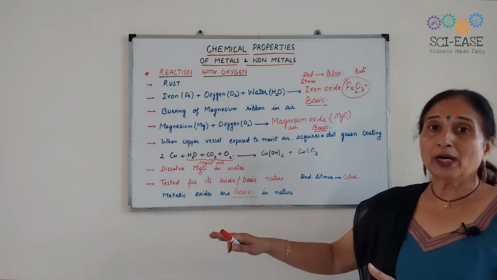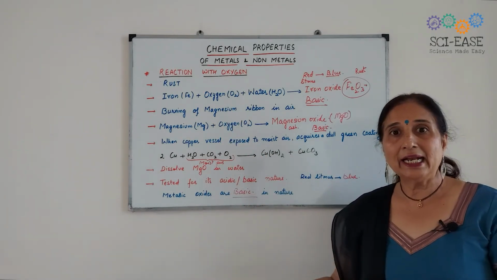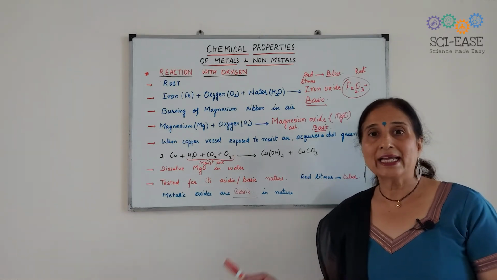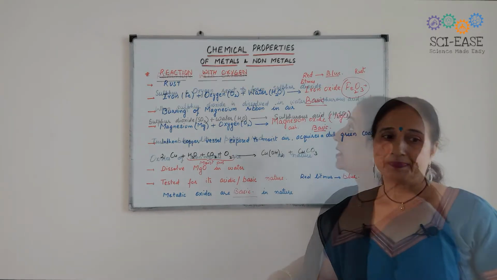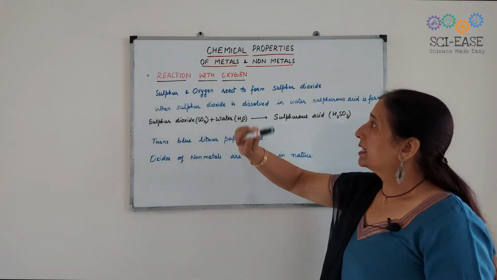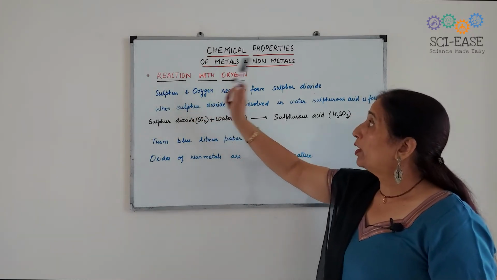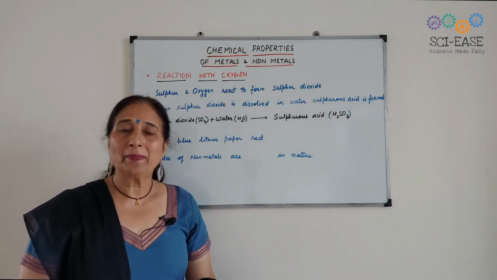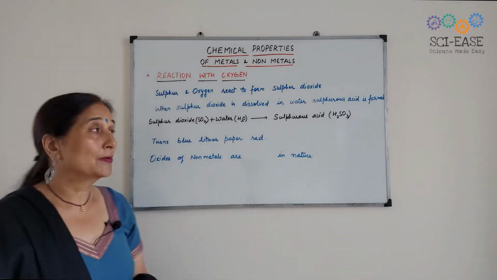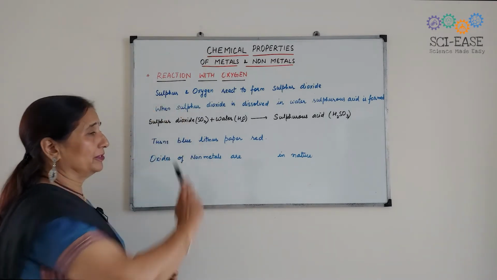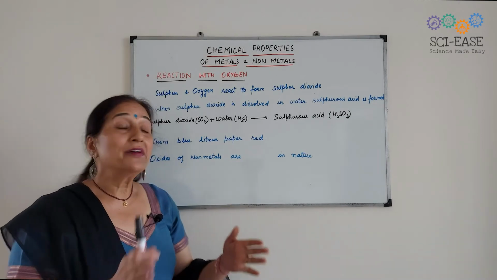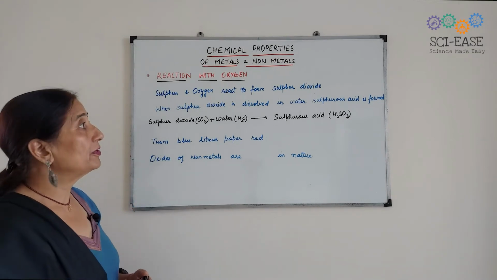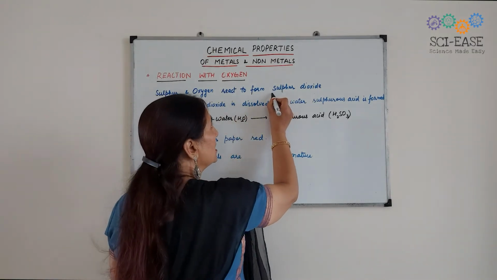So, I have told you about the metals. Now, I will tell you about the non-metals, what type of oxides non-metals form. Now, we will study the reaction of non-metals with oxygen. I told you the names of some non-metals like sulfur, phosphorus. So here we will take sulfur. When sulfur reacts with oxygen, this will result in the formation of sulfur dioxide. What is formed? Sulfur dioxide.